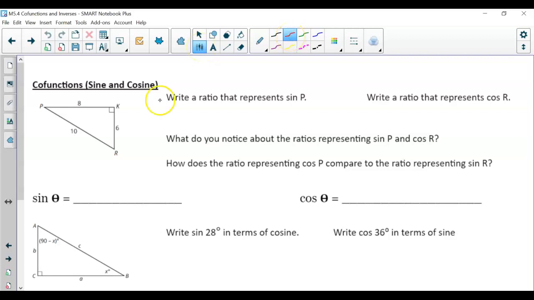So I would say go ahead and pause the video. Using this right triangle here, PKR, go ahead and do these three questions, and then we'll discuss and go over, and then we'll talk about the cofunctions.